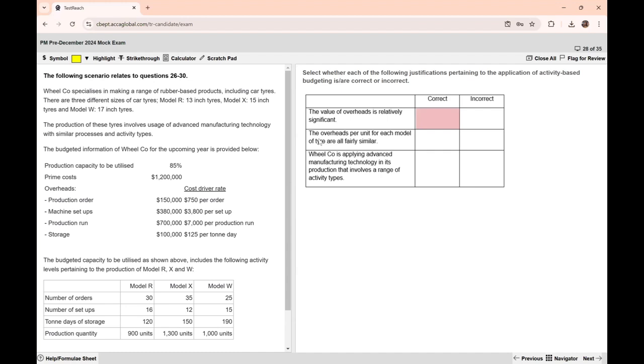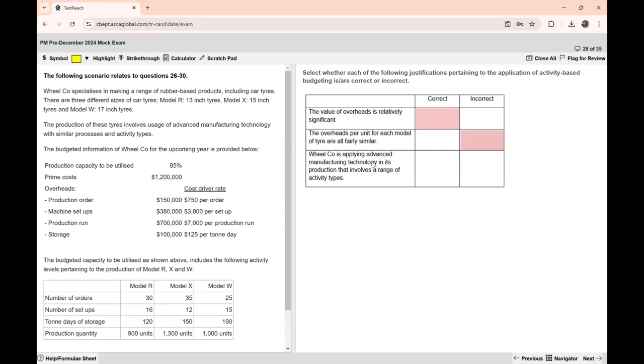Next statement is the overheads per unit for each model of tire are all fairly similar. If it's going to be similar, then activity based costing should not be applicable. So, having a fairly similar overheads per unit may imply similar complexities or activity levels involved for each model of tire. Hence, the improvement in cost estimation using an activity based approach may not be significant, hence, less justification for its need. So, this will be incorrect.